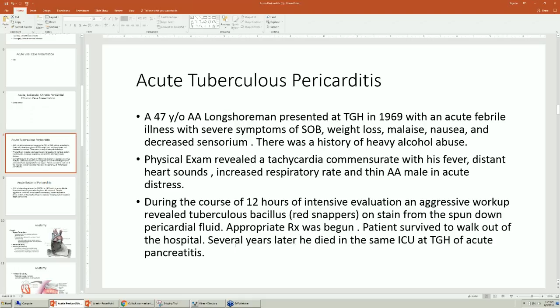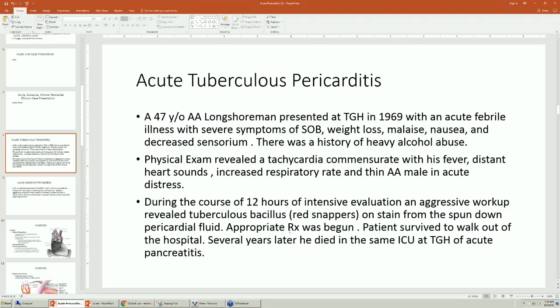So we did get some fluid, and we did look at it in a microscope and stain it, and we saw the tuberculous bacillus that stains red. In those days, they were called red snappers. So we saw the red snappers. That's not just indigenous to the west coast of Florida. We saw them on stain. The fluid had been spun down, and we began very aggressive tuberculin therapy.